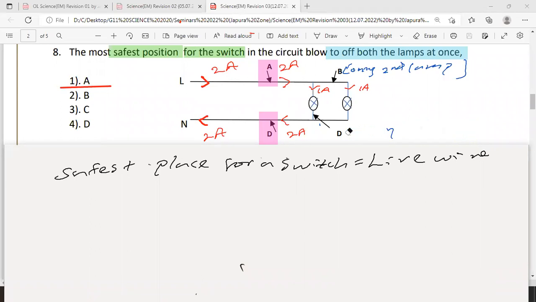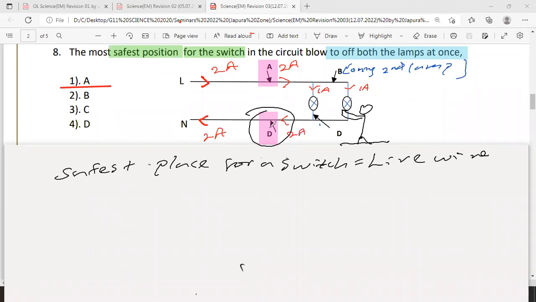Imagine a situation like this. You want to replace this second lamp. You stand on the ground and you are going to replace this lamp. Now what happens? Even though you switch off from D, the bulb is off. Both the lamps are off when you open D.